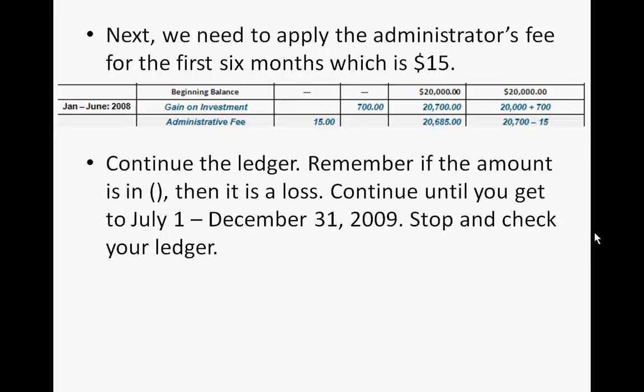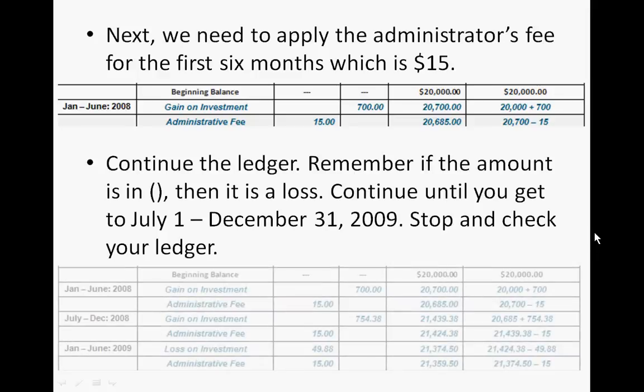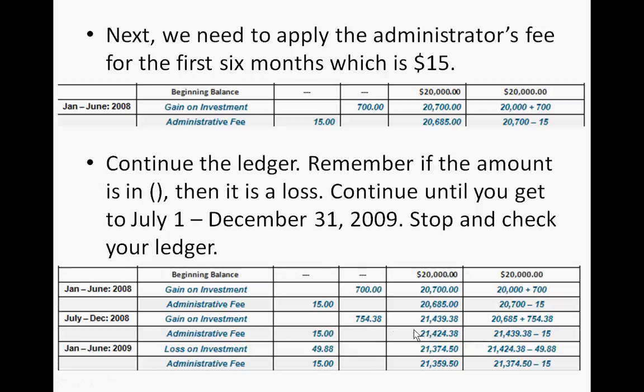All right, so you should have finished up to 2009. And this is what your ledger should look like. You had another gain on investment of $754, then the administrative fee, then you had a loss, and then you had another administrative fee. So showing this, your ending balance should be $21,359.50.